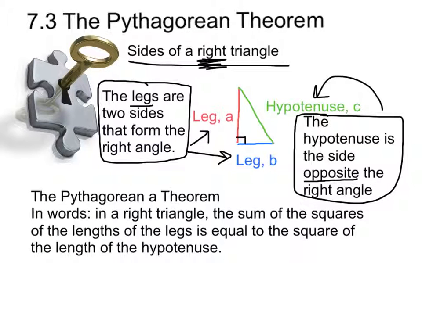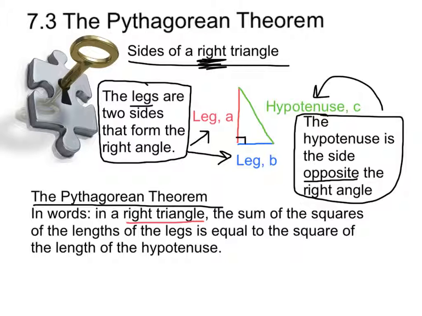So here's what the Pythagorean Theorem says in words. In a right triangle, once again, make sure you note it's a right triangle only, the sum of the squares of the lengths of the legs is equal to the square of the length of the hypotenuse. Now you may be saying to yourself, what in the world?